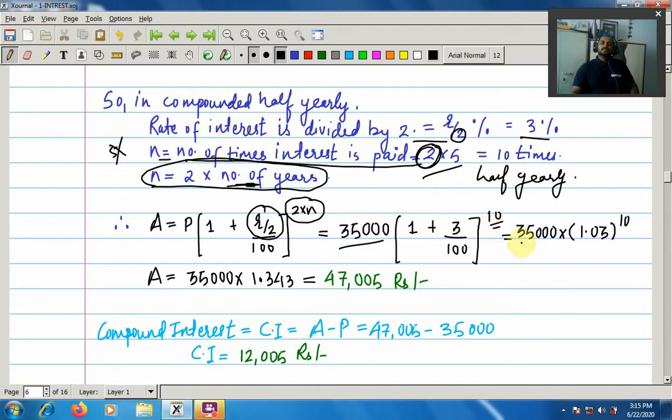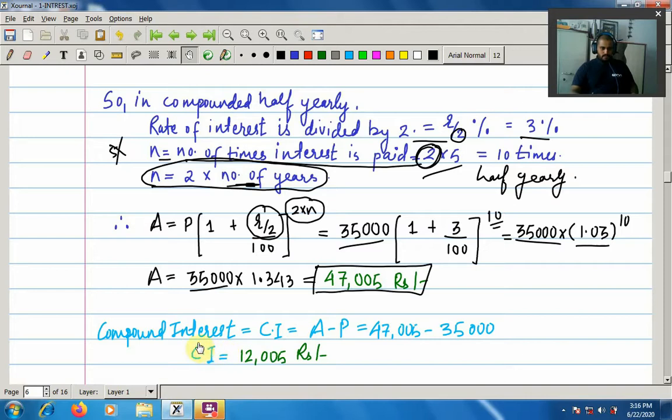This is raised to 10. Then comes the calculator part. You can use non-scientific calculators to calculate these. So my 35,000 rupees grows to 47,005 rupees in 5 years when my interest is compounded half yearly. It means I'm getting interest 2 times a year.